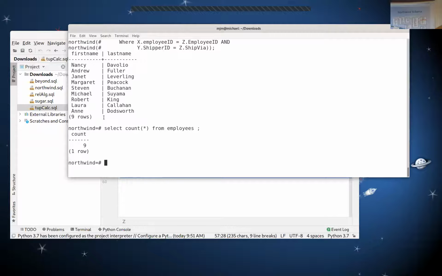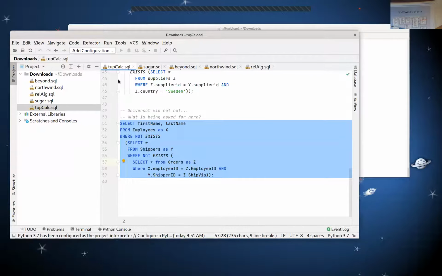All right, let's see here. So let's go on here. And again, universals come up a lot in practice, but for you to get it to work with SQL, you're going to have to use a double not exists, because there is no universal in SQL. All right, so let's go on here.